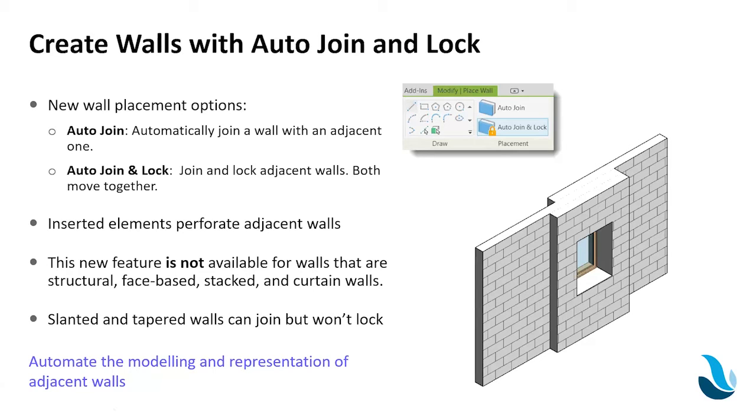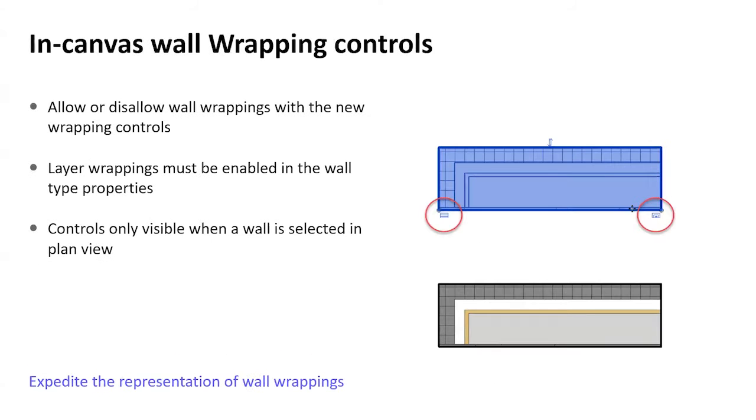Of course, that feature is not available for structural walls, face-based walls, stacked walls, or curtain walls. They also don't work when we're dealing with slanted or tapered walls. The slanted and tapered walls will join, but they won't lock. So as long as we place the openings, I think you'll have some new experiences when dealing with wall joints.